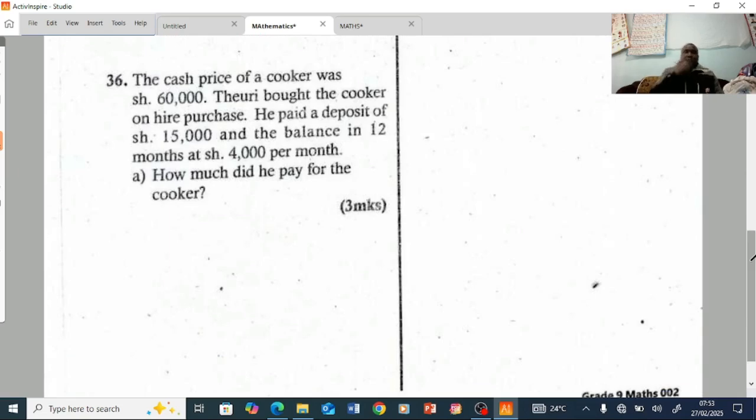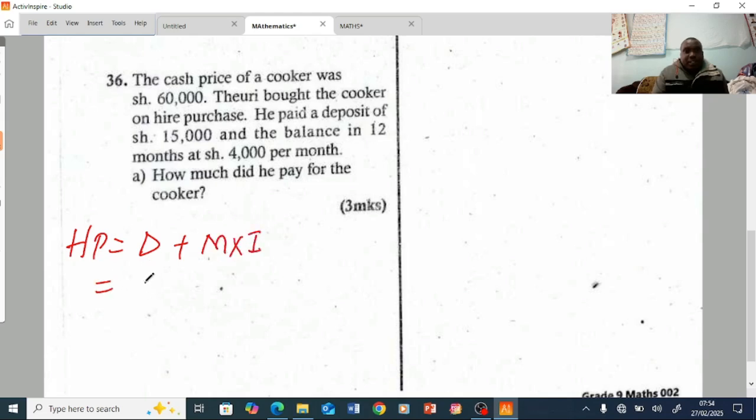The cash price of a cooker was 60,000. He bought the cooker on hire purchase. He paid a deposit of 15,000 and the balance in 12 months. How much did he pay for the cooker? So here purchase price is equal to deposit plus monthly installment times the number of months. The deposit was 15,000 plus 12 months, and it is 4,000 per month.